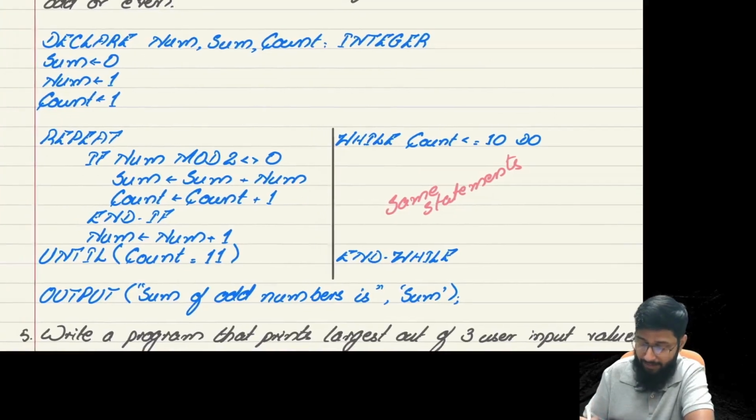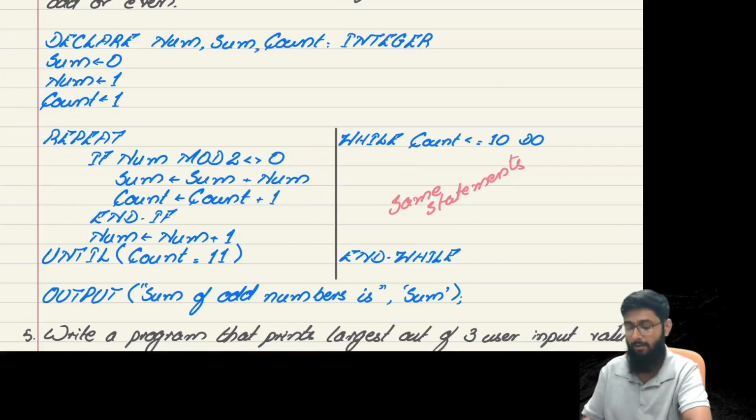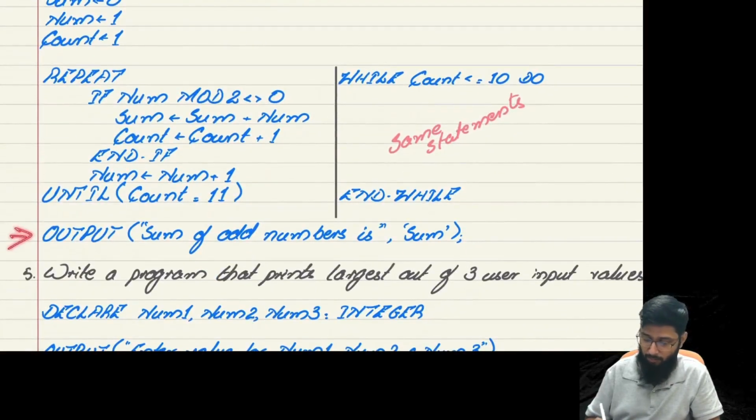I have done that outside the if, because either this condition is fulfilled or it is not fulfilled. Either it's an odd number or it's an even number. In both cases, num will be incremented by 1. And it says until count equals 11, because the base was count 1 and count was only incremented if the number was odd. So as soon as the count is 11, the loop is going to stop and we will output the sum of the odd numbers is, and finally whatever the value of the sum is given to us.